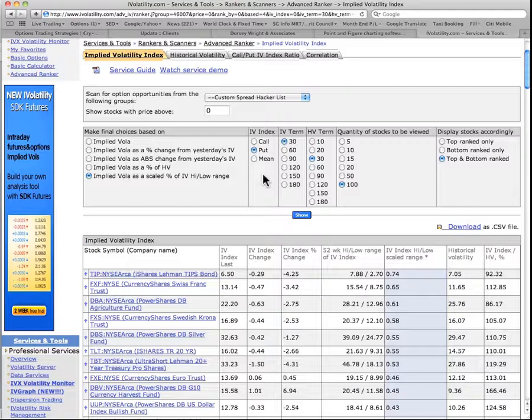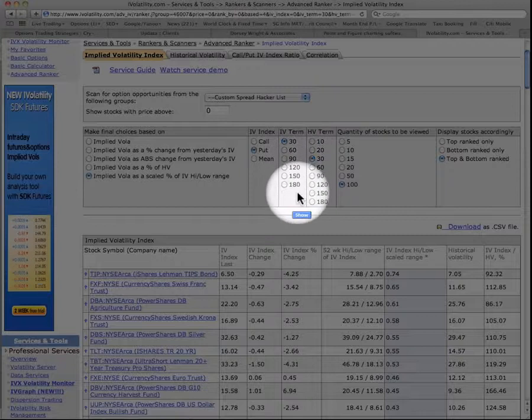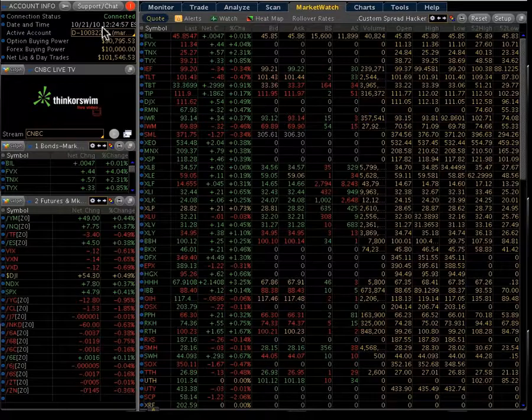And the measure and scaling can be done across the various expiration periods: 30, 60, 90, up to 180 days. The third input is from thinkorswim.